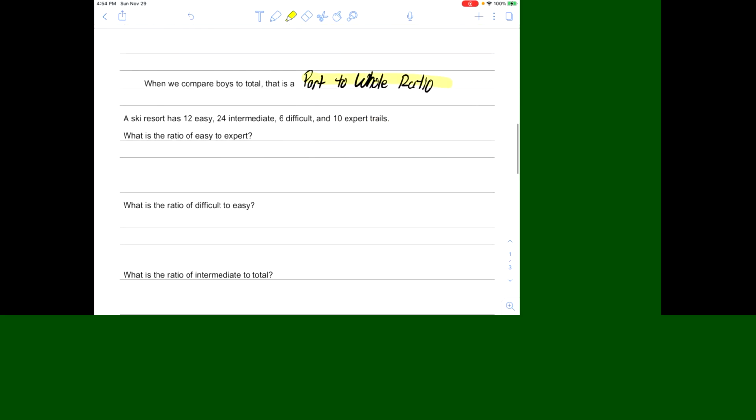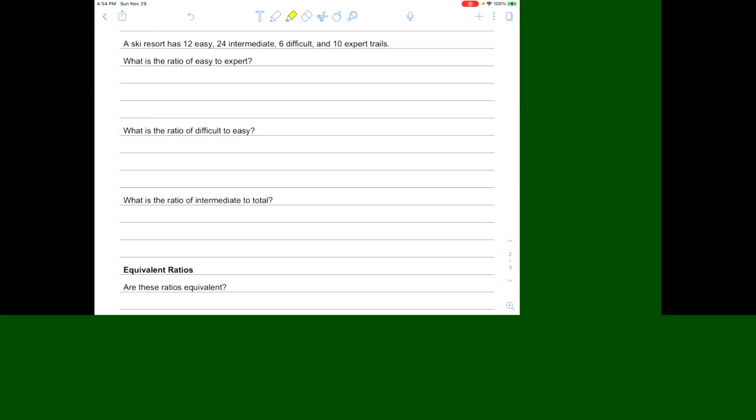So the rest of our problems here with ratios, it's usually going to be words. This is why it's really important to keep the order. So if I was to ask, if we had a ski resort that has 12 easy, 24 intermediate, 6 difficult, and 10 expert trails, what is the ratio of easy to expert? Looking at this problem, I see that I have 12 easy and I have 10 expert.